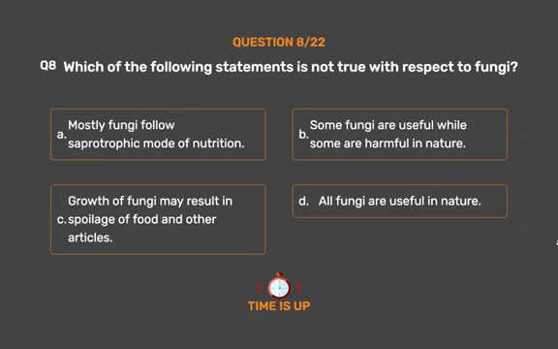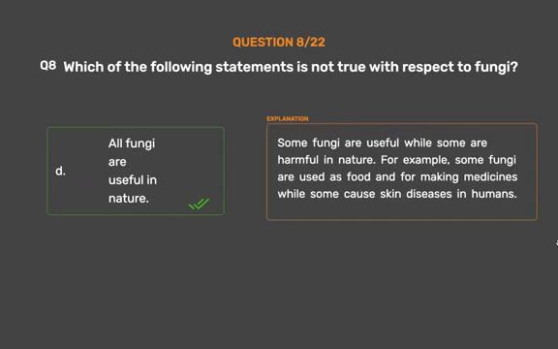The correct answer is Option D. All fungi are useful in nature. Some fungi are useful while some are harmful in nature. For example, some fungi are used as food and for making medicines while some cause skin diseases in humans.